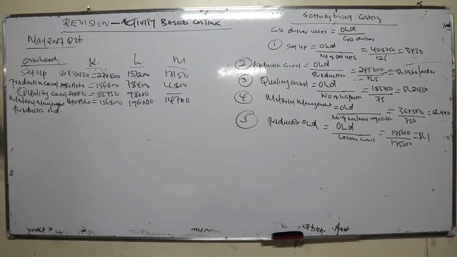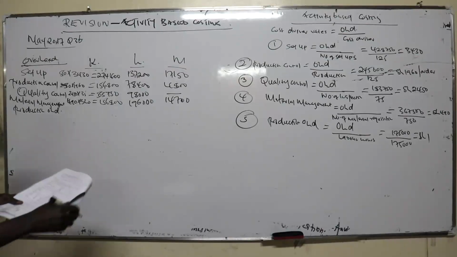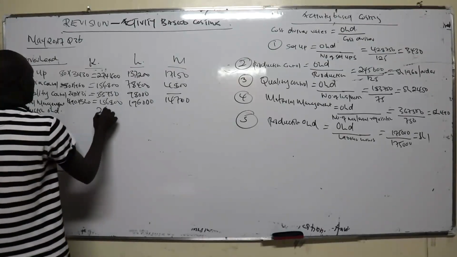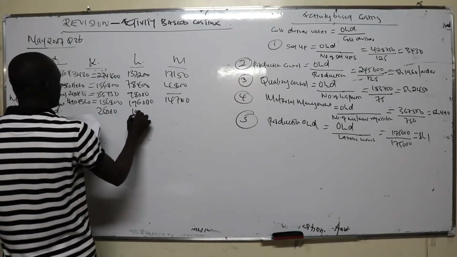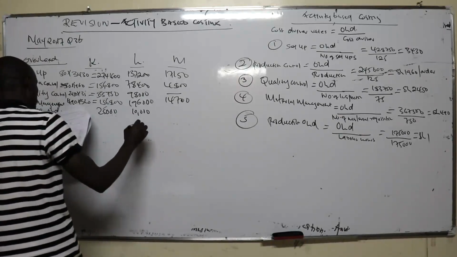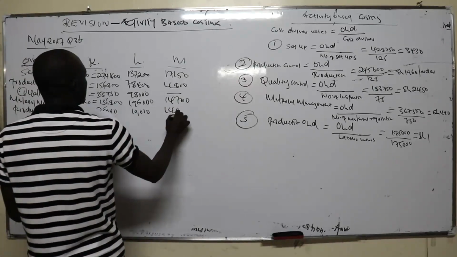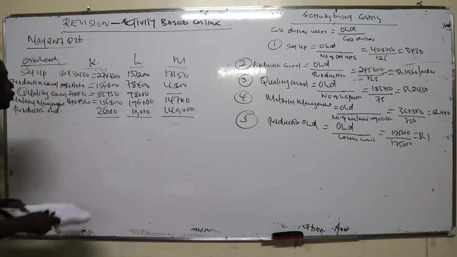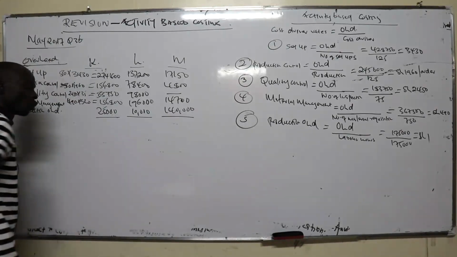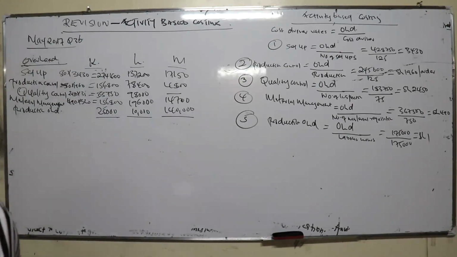It is 1 times 25,000. So this one will be 25,000. And this other one will be 10,000. And this other one will be 140,000. So you add them together, you get the total cost.